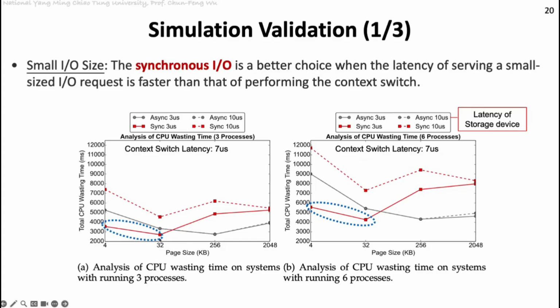You can see for both figures, if the page size is no more than 32 kilobytes, no matter whether you choose 32 kilobytes or 4 kilobytes, for ultra low latency devices like the 3 microsecond one, using synchronous I/O, the red solid line here, we can get the best performance. No matter whether you are running 3 or 6 processes, they show the same trend. So we draw a first conclusion: if most of the I/O is small size, or you are using a smaller page size, and you have a super fast storage device, then you should go for synchronous I/O.